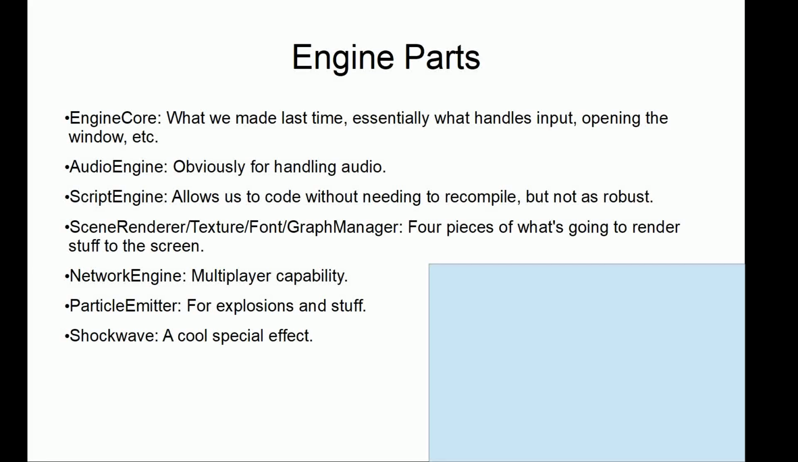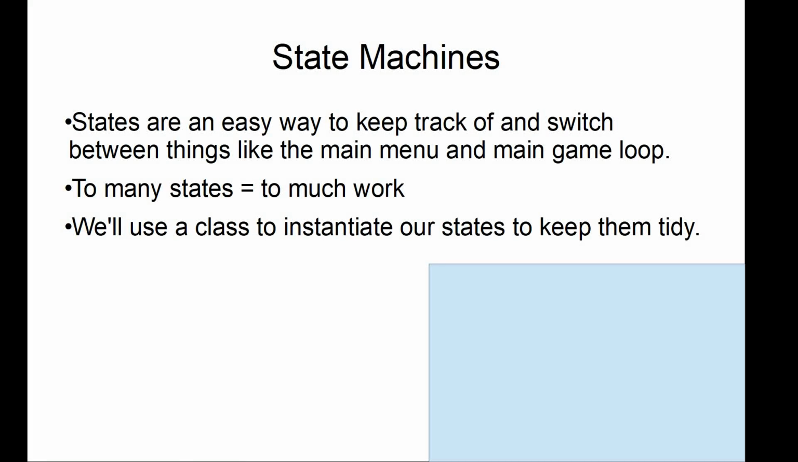Network engine is the multiplayer aspect of our game engine and something I'm sure we're all curious about. Everybody wants to make the next multiplayer smash hit. We'll learn about this in chapters 14 and 15. Particle emitter is a simple particle generator for things like explosions and fire. Shockwave is a fun little subsystem that will give us a little effect that we can apply in-game. And those are the basic parts of our game engine.